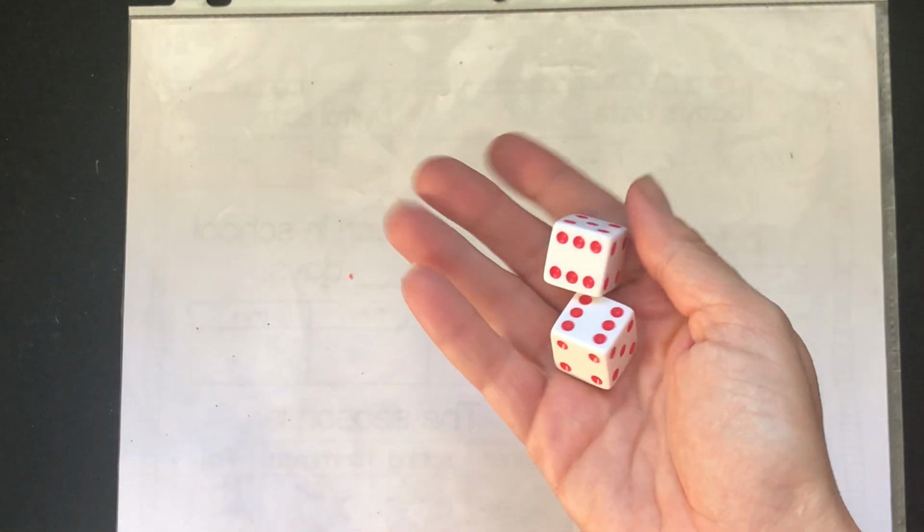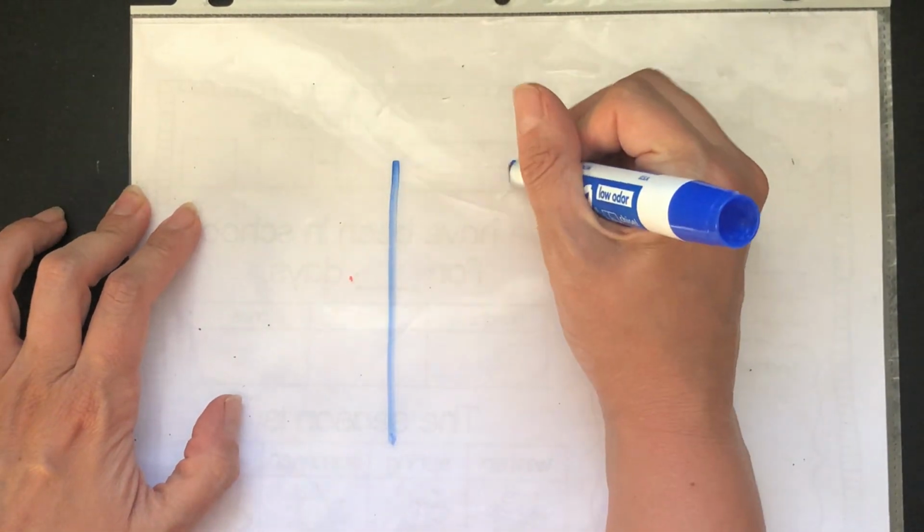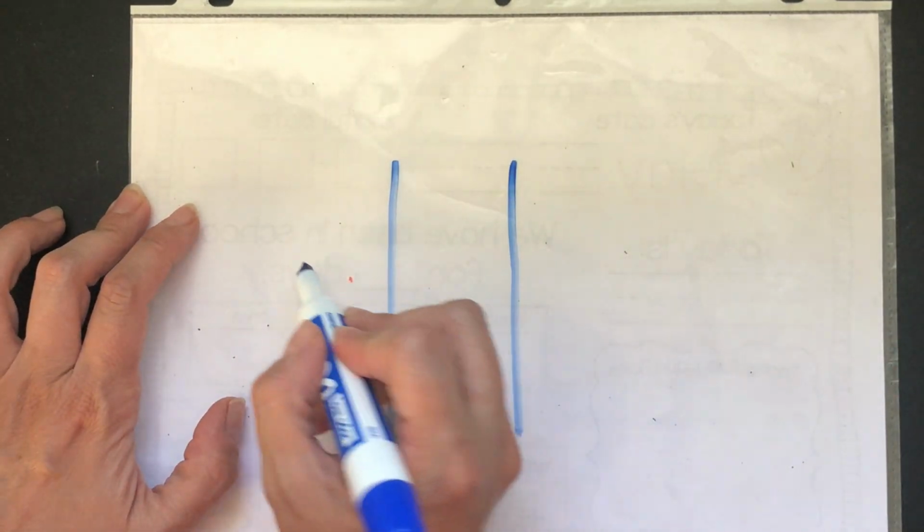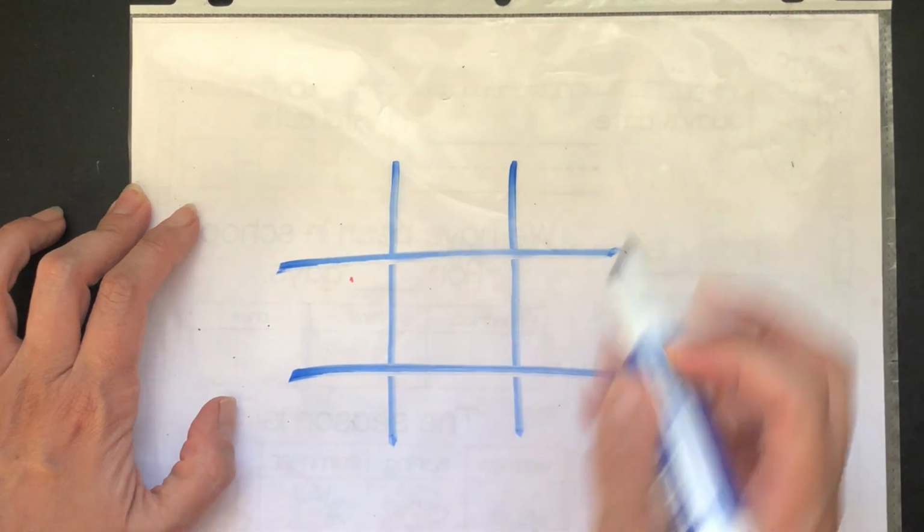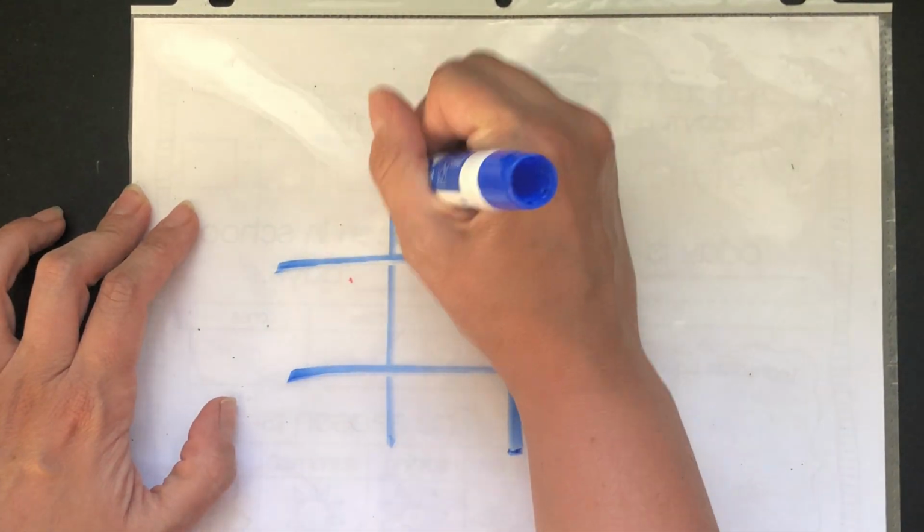But I'm going to show you also how you could just take a pair of dice and you can make your own tic-tac-toe with math. So what I'm going to do is make a tic-tac-toe board, and I'm just using the back of my calendar. You can do this at home.